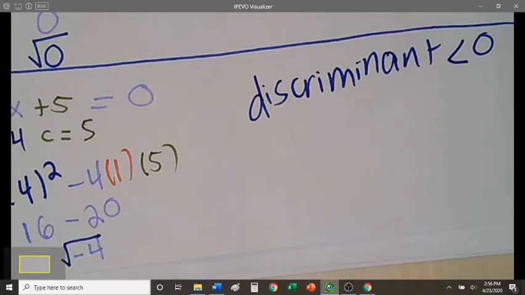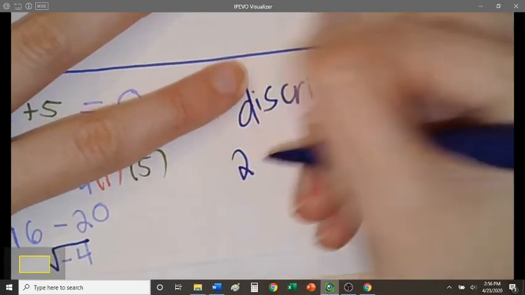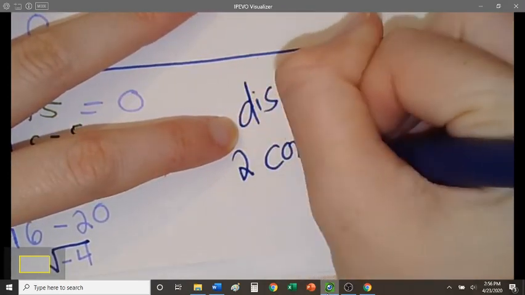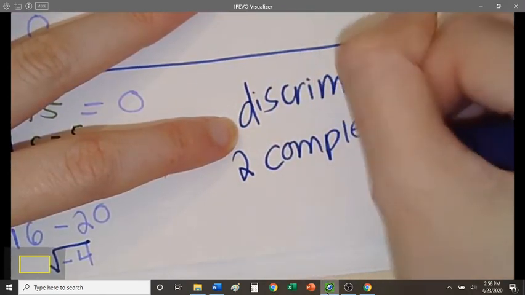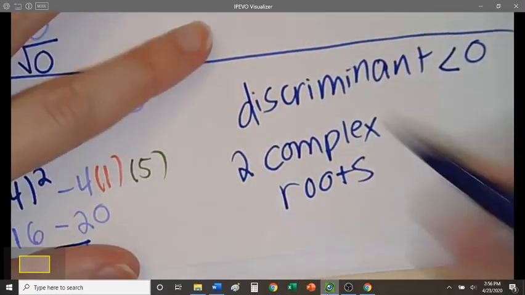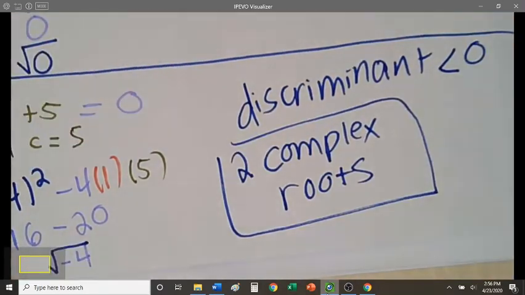All right, so for my final answer, we're going to end up with 2 complex roots. There we go. And that's it, you guys.